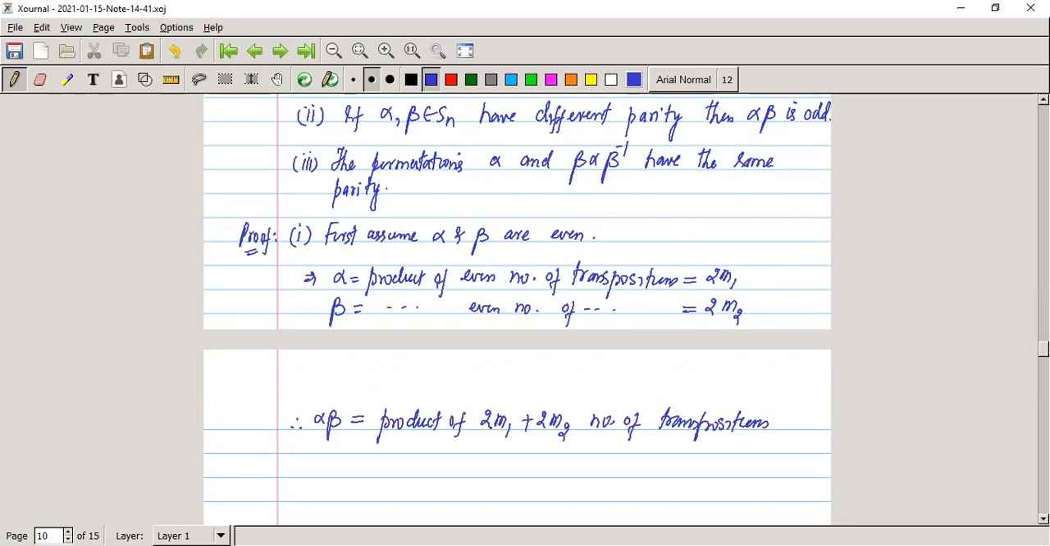So this means that now since 2m1 plus 2m2 is an even number, therefore alpha beta is again an even permutation. So therefore if alpha and beta are both even, then alpha into beta is even. So this means that if alpha and beta have the same parity as even, then alpha beta is an even permutation.